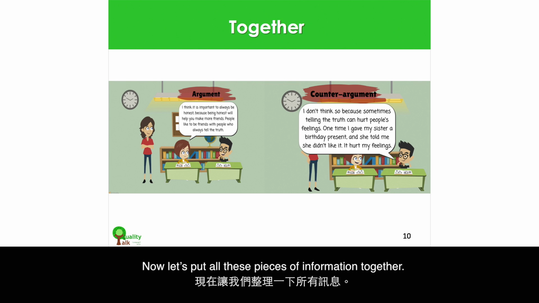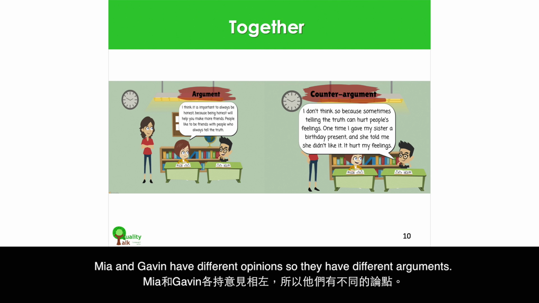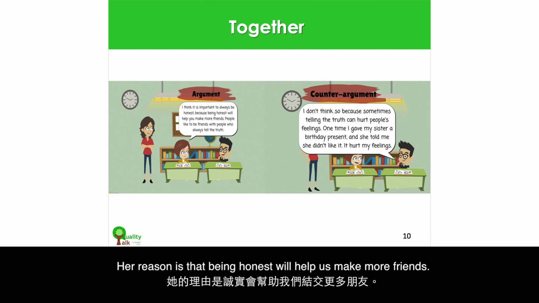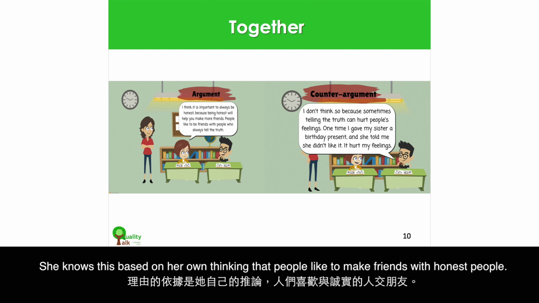Now, let's put all these pieces of information together. On the question, should people be honest all of the time, Mia and Gavin have different opinions, so they have different arguments. Mia thinks that it is important to always be honest. Her reason is that being honest will help us make more friends. She knows this based on her own thinking that people like to make friends with honest people.